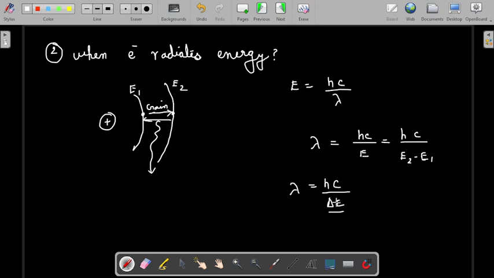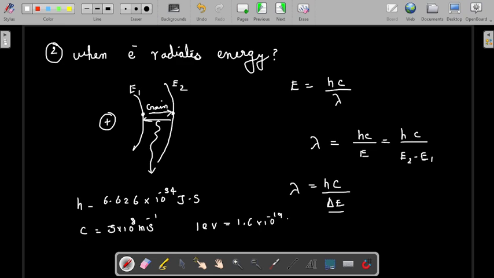So this is another theory that we have. Here H is Planck's constant, whose value is 6.626 into 10 power minus 34 joule second. Then c is the speed of light, which is 3 into 10 power 8 meters per second. Then 1 eV, which is electron volt, is equal to 1.6 into 10 to the power minus 19 joule.